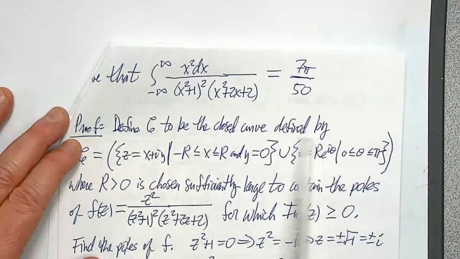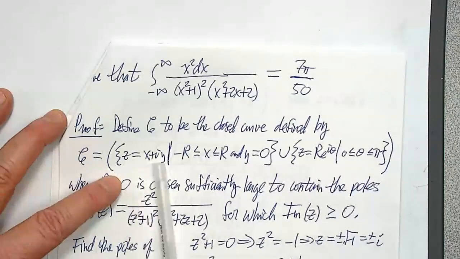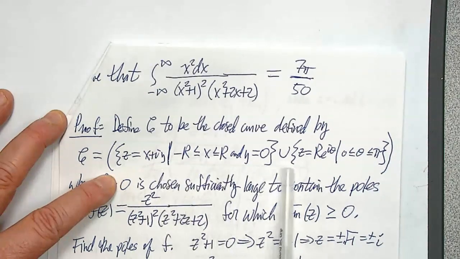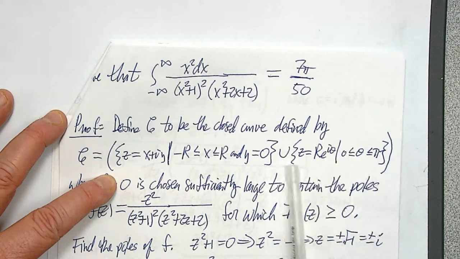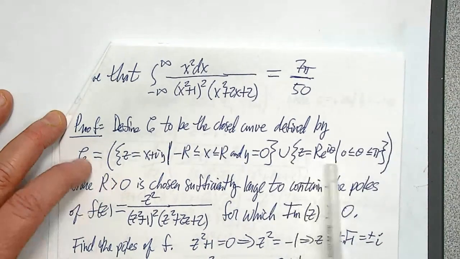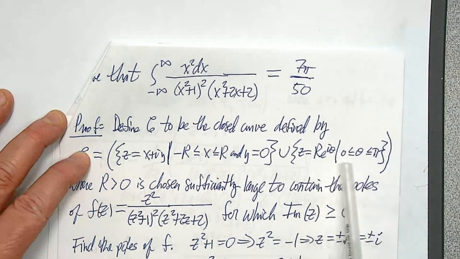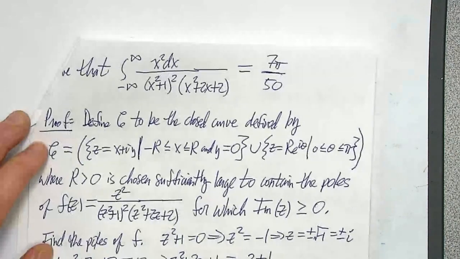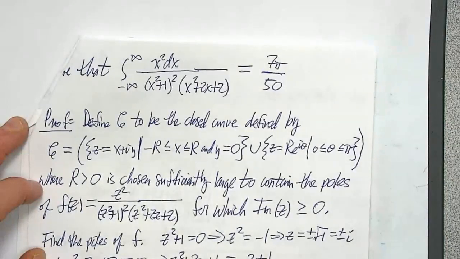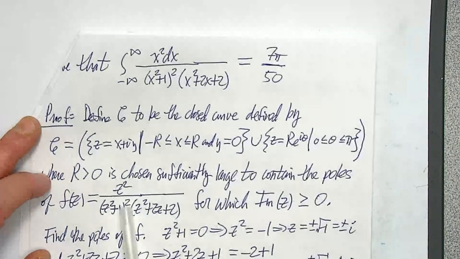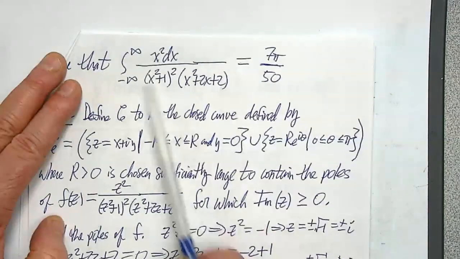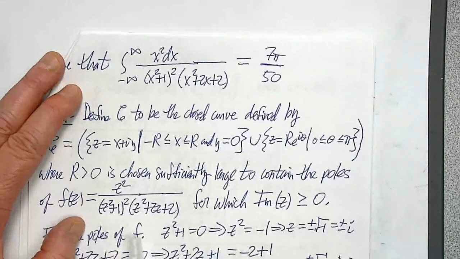We defined C in the complex plane. So z equals x plus iy, where y is 0 and x is between minus r and r, along with a half circle in the complex plane, z equals r e to the i theta, where theta ranges from 0 to pi radians. That's what the picture looks like here, where r is greater than 0 and chosen sufficiently large to contain the poles of f. We're extending this real-valued function into the complex plane.